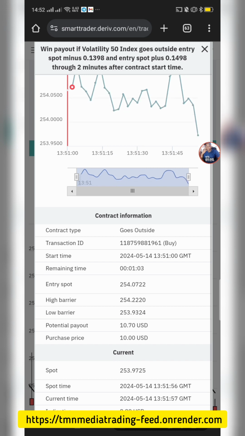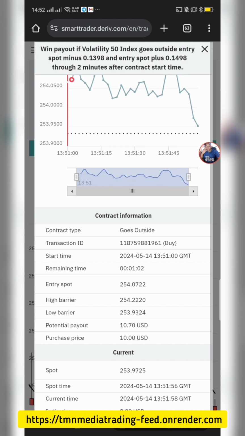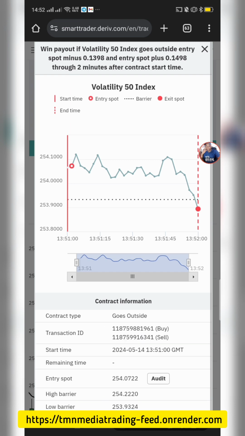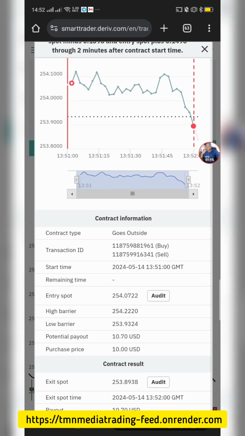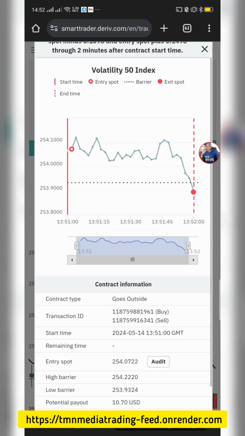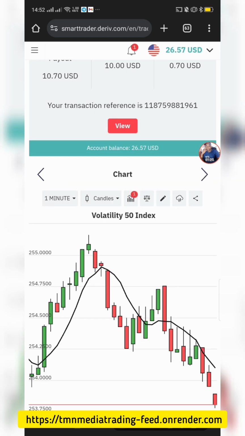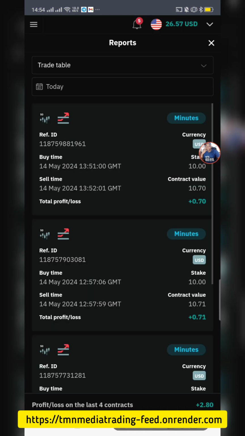Usually I don't like looking at all this price movement and stuff, but because I just needed to explain the major reason behind this trading setup. Just a minute, you can see this is $26 right now. I would like to show you today's trade so that you get to see how much we're able to make today.